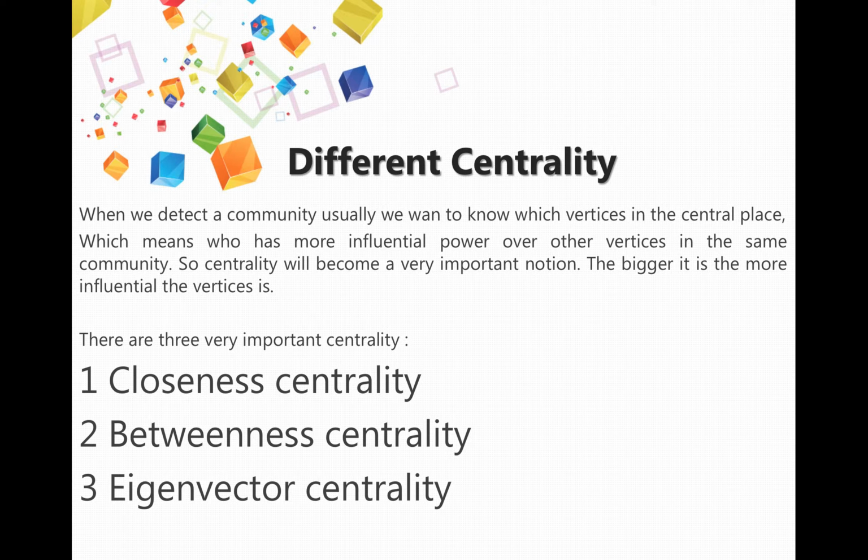And different centrality. When we detect the community, usually we want to know which vertex is in the central place, which means who has more influential power over other vertices in the same community. So centrality becomes a very important notion. The bigger it is, the more influential the vertex is. So we can use the one who has a higher centrality to spread information or to recommend something to others. Closeness centrality, betweenness centrality, and eigenvector centrality are three important centralities I will introduce.